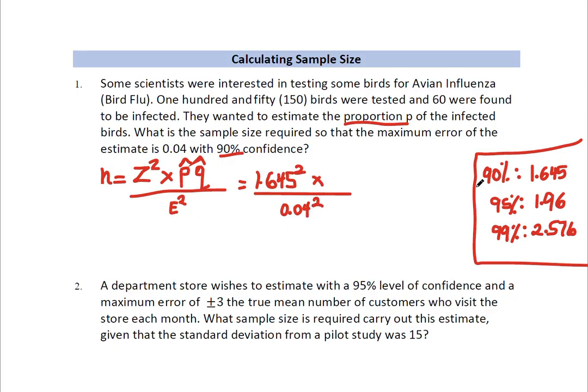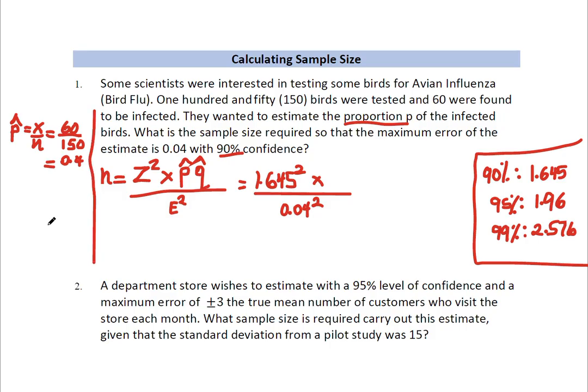Now let's go about working out p hat and q hat. So I'm going to do that right here. p hat, which is the sample proportion, is simply calculated as x divided by n. That's how we calculate the sample proportion, where x is the number of successes and n is the total sample size. In this case, the total number of successes is 60. 60 birds were infected from out of a sample of 150. And so when we divide 60 by 150, that is going to give us the value for p hat. So 60 divided by 150 is 40%, or 0.4. So we have found that p hat is 0.4.